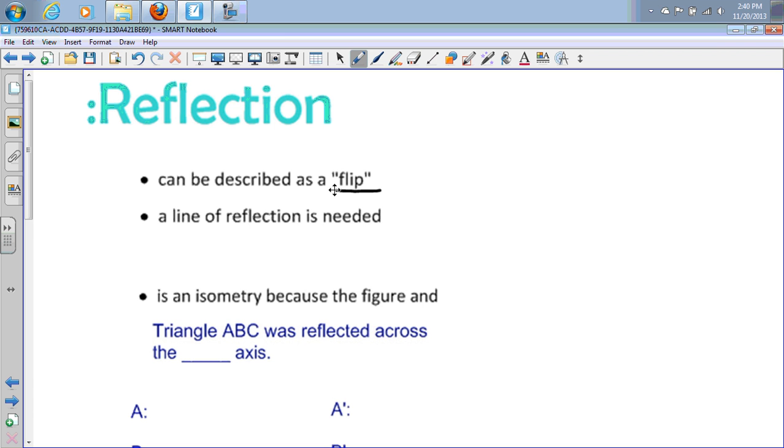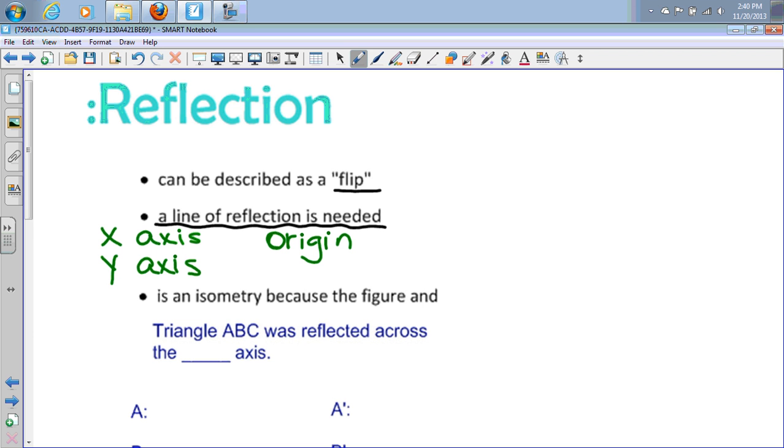Another thing we need is a line of reflection, okay? Your line of reflection could be either the x-axis, the y-axis, the origin, or a y equals x line.